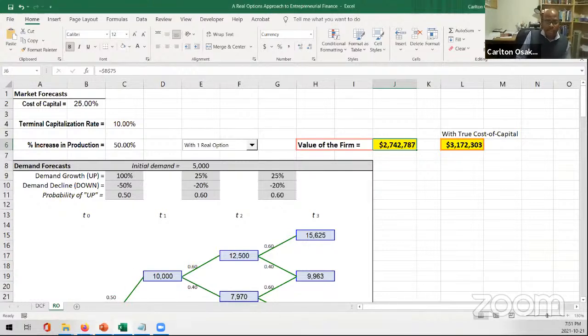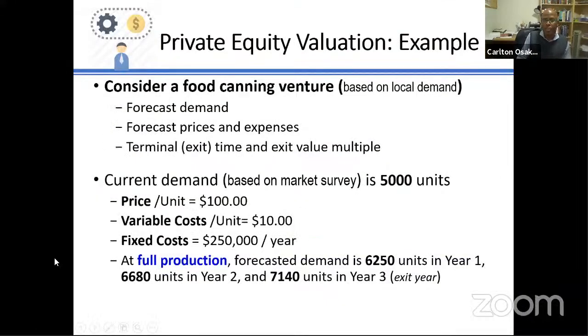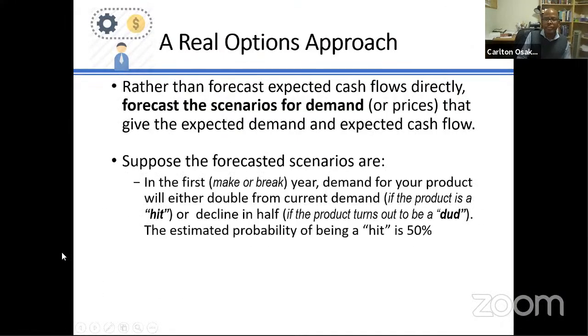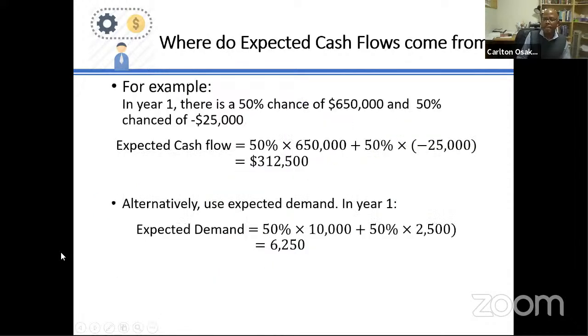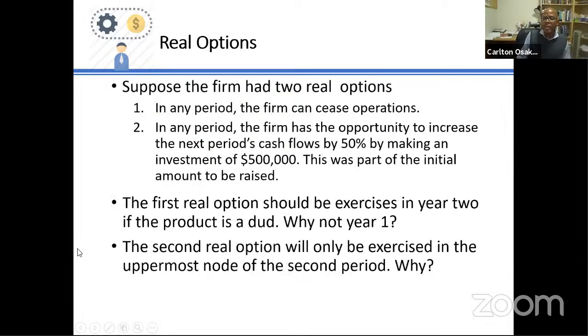Then we can consider another option, okay? And this is the expansion option. We've seen the first one, that it can cease operations, but the more important option is, suppose in any period, at the beginning, the firm can spend $500,000 to increase next year's operations.